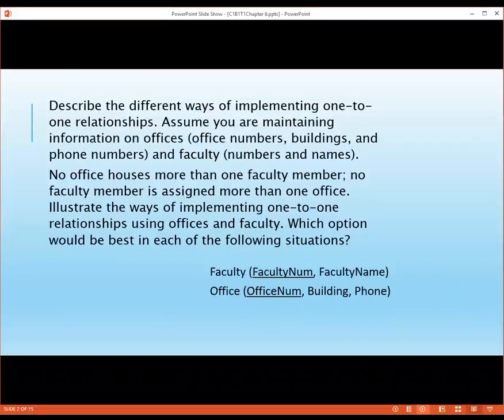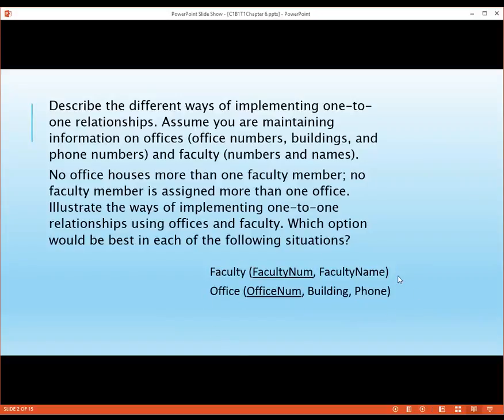Describe the different ways of implementing one-to-one relationships. Assume you are maintaining information on offices, office numbers, buildings, and phone numbers, and faculty numbers and names. No office houses more than one faculty member. No faculty member is assigned more than one office. Illustrate the ways of implementing one-to-one relationships using offices and faculty. Which option would be best in each of the following situations?